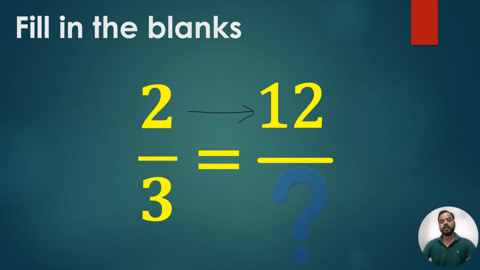We multiply 2 by 6 to get 12. If we multiply the numerator by 6, then in the denominator we also have to multiply by 6. So denominator 3 multiplied by 6 will give you how much? 18. So the answer will be 18. The denominator will be 18.